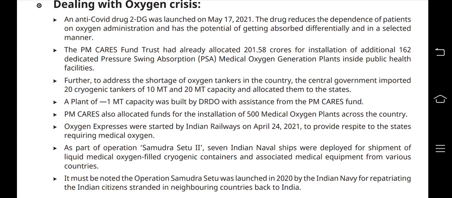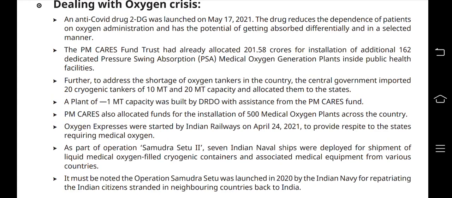Further, to address the shortage of oxygen tankers in the country, the central government imported 20 cryogenic tankers of 10 metric ton and 20 metric ton capacity and allocated them to the states. A plant of 1 metric ton capacity was built by DRDO with assistance from the PM CARES Fund. PM CARES also allocated funds for the installation of 500 medical oxygen plants across the country. Oxygen Express was started by Indian Railways on April 24, 2021 to provide respite to the states requiring medical oxygen.